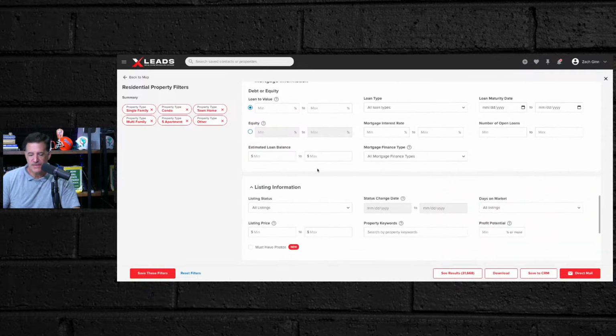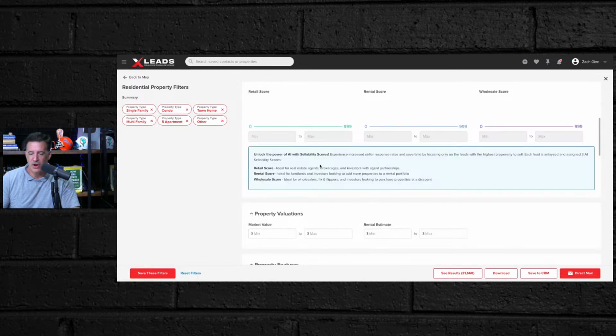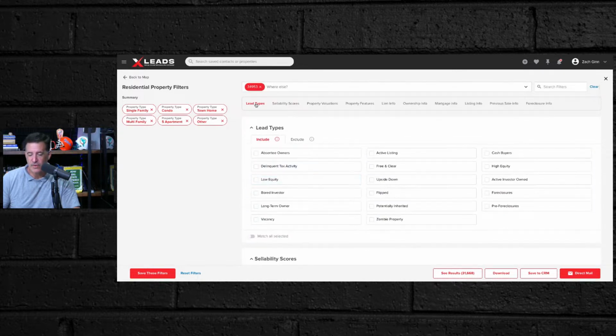So these are all the filters, they go on and on. And just so you know, you can go from left to right. The first one's going to be lead types, period. Now, some people are asking about the high equity filter. It just depends on the type of account you have.